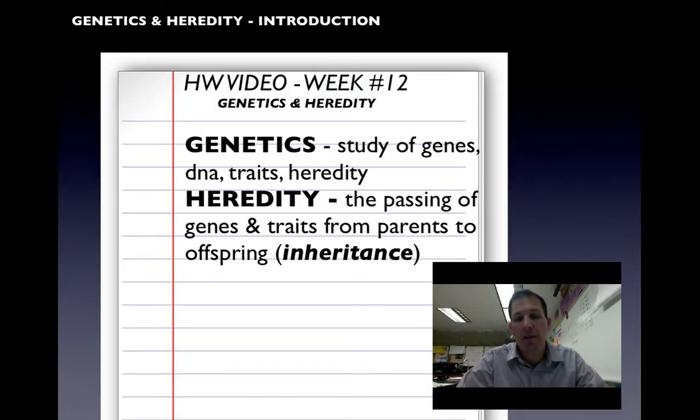All right, so what I want you to do in your notes right now is copy these two definitions, and you can pause the video if you need more time. So genetics: the study of genes, DNA, traits, and heredity. That's genetics. And heredity is the passing of genes and traits from parents to offspring. And that kind of goes along with the word inheritance, right? You inherit things from your parents. It'd be nice to inherit a lot of money, wouldn't it? But you for sure inherit your traits, your DNA from your parents, and that's called heredity. So write those down and then continue the video.